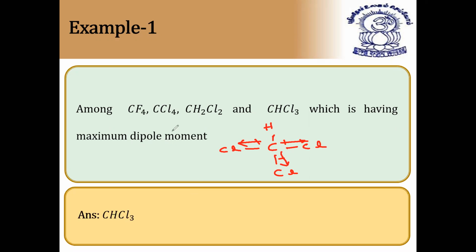So it's maximum. For CF4, if you take carbon, fluorine, fluorine, fluorine, and fluorine, carbon to fluorine in four directions, opposite dipoles cancel. This dipole gets cancelled, this dipole gets cancelled. So I hope it is clear. So the answer is CHCl3. Next question.